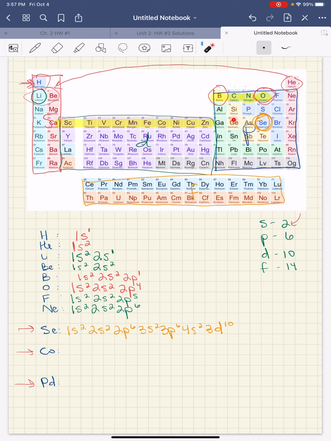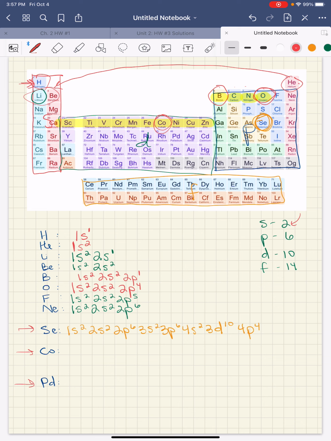After 3d10, we're here, and this is the row that selenium is located in. That is 4p. And let's see how many we need to count over in 4p. 1, 2, 3, 4. So that's going to be 4p4. All right, let's do the same for cobalt. Okay, cobalt is here.